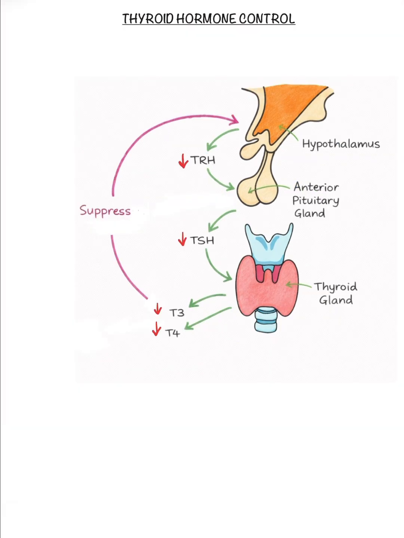When T3 and T4 levels are high, they strongly suppress TRH and TSH. When levels are low, there is less suppression, so TRH and TSH increase. This allows the body to adjust and maintain balance, a really important concept for exams.